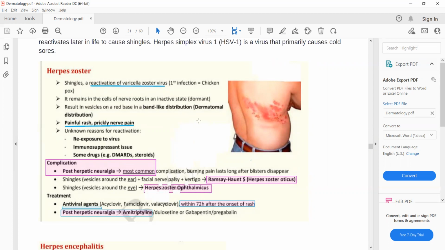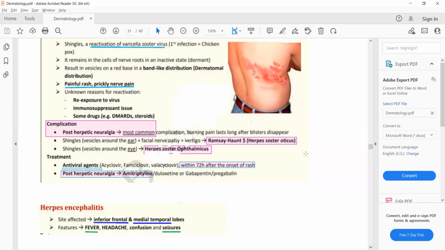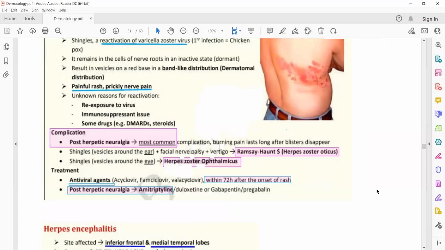What is shingles or herpes zoster? It is basically a band-like distribution of painful vesicular rash with burning pain. So you can see that all the infections that are caused by herpes viruses, the rash is usually vesicular rash, itchy rash, and there is associated pain as well. So a painful itchy rash, you will suspect herpes virus infection.